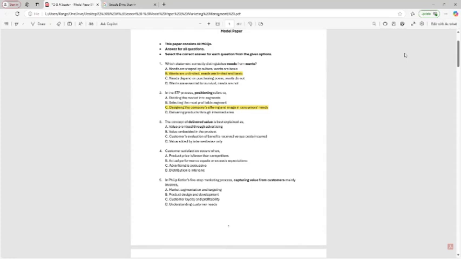So let's look at the options one by one. Value promised through advertising. No, it's not the correct answer. Value embedded in the product. No. Customers' evaluation of benefits received versus cost incurred. If you remember the lesson, I think you got the answer. That is the correct answer. Customers' evaluation of benefits received versus cost incurred. Benefit received versus cost incurred.